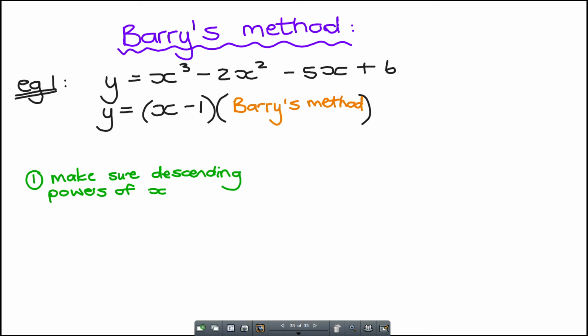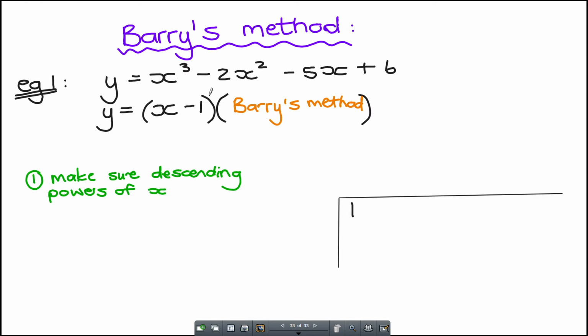Okay, right. For Barry's method, we are going to look at all the coefficients of each term. You can draw a little block. What is the coefficient of that x to the power 3? 1. Okay, so that I write inside my block.